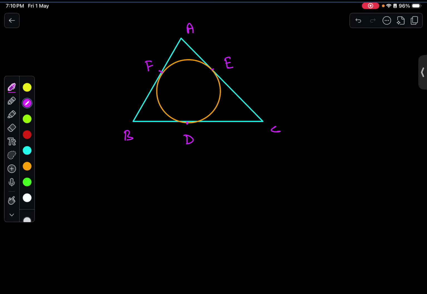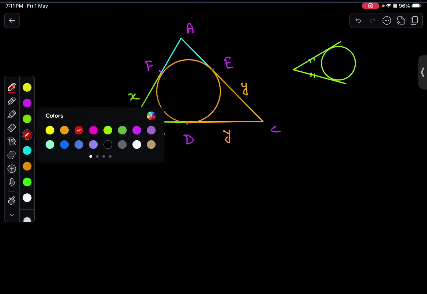We know that already we have seen, from any point external to the circle, if we are drawing two tangents, the length of the tangents are always equal. So from B, if I'm drawing the tangent, this is BD and BF, the length will be equal. Let this be X, so this will be X. Similarly, if from C I'm taking, let this be Y, so this will be Y.